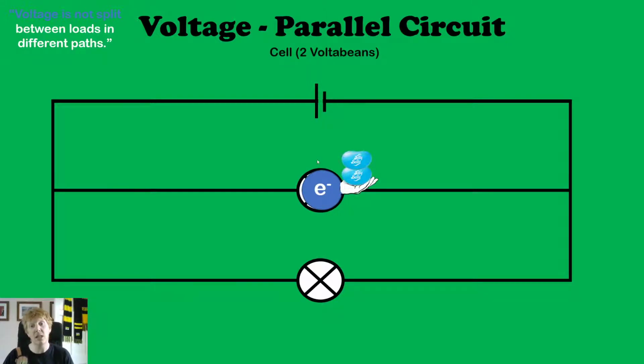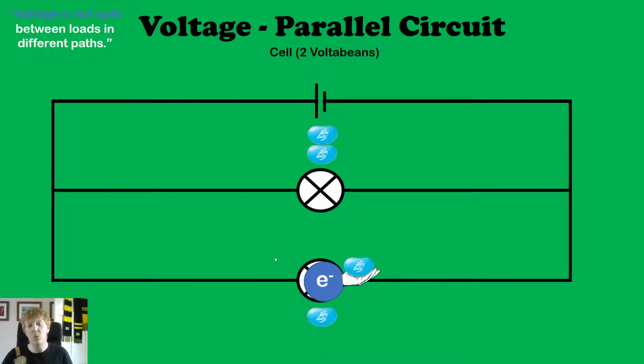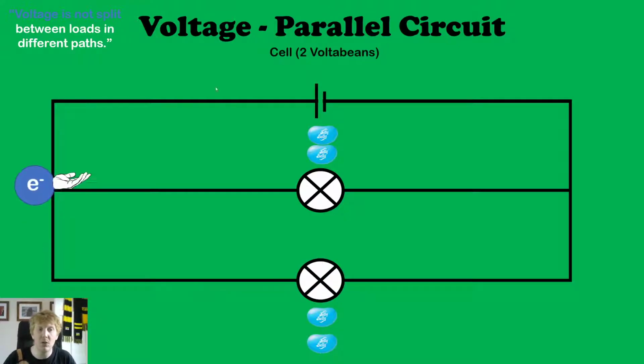So it is going to give all of its Volta Beans to this 1 bulb. It is going to give up 2 Volta Beans of energy to this 1 bulb. It is then going to return back to the cell, and then another electron, when it goes around, will take a different path, and it will also only encounter 1 bulb or 1 load on its path. So it's going to give 2 Volta Beans worth of energy to the 1 thing it encounters, and then it's going to return back. So in a parallel circuit, you will notice that voltage isn't split.